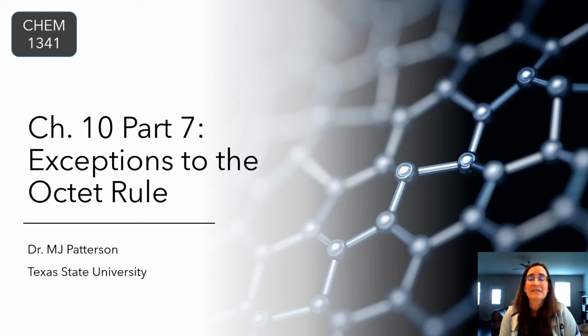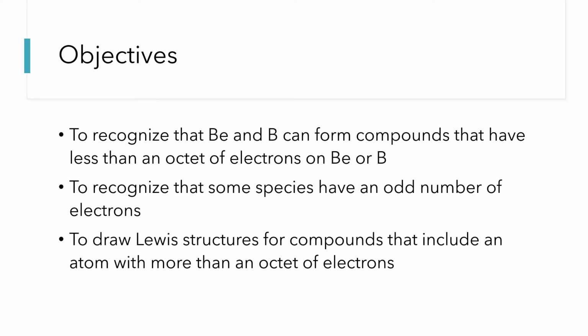Hi Bobcats! In this video we're going to take a look at some compounds that just plain don't follow the octet rule. There are sound reasons why some compounds just simply won't, but we still can draw valid Lewis dot structures for them. We just have to ignore the octet rule for them.